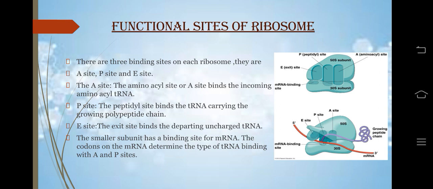mRNA binding site, E or exit site, P peptidyl site, A aminoacyl site. 30S subunit: E site, P site, A site. 50S, 30S, mRNA binding site, growing peptide chain, mRNA.